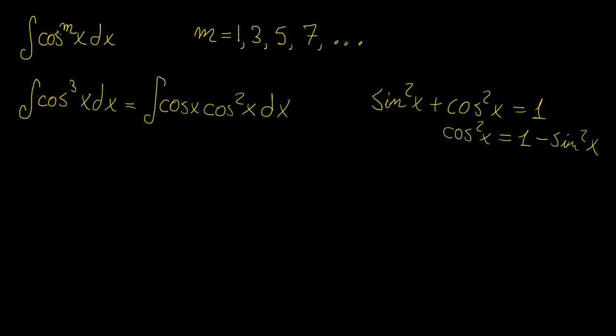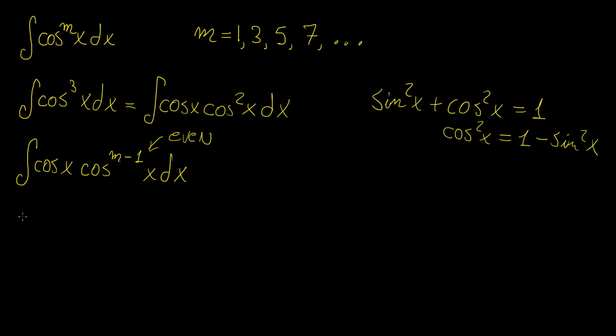Now how about for any generic power of m? Well, suppose we do the same thing and break this down. We take off one of the powers of cosine, and then multiply it by a lower power. So this would become cosine to the m minus 1 of x dx. And now obviously, since m is an odd number, you can expect m minus 1 to be an even number.